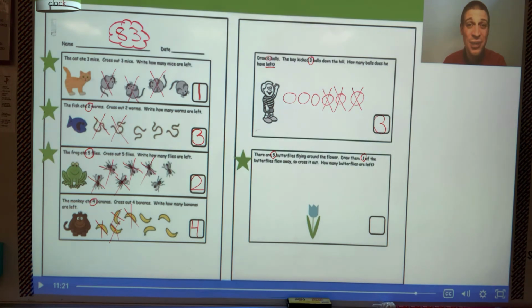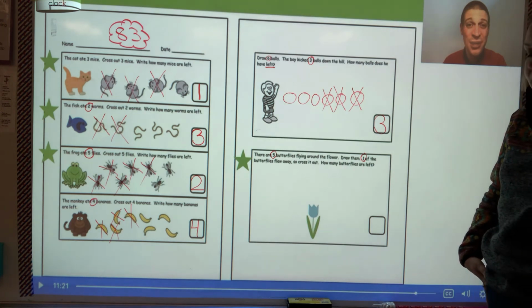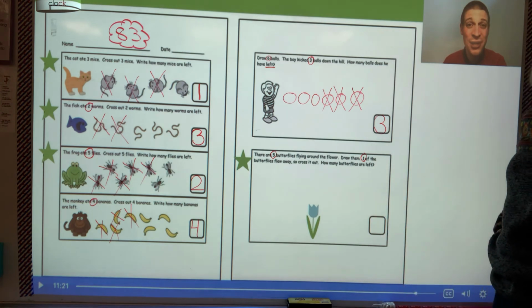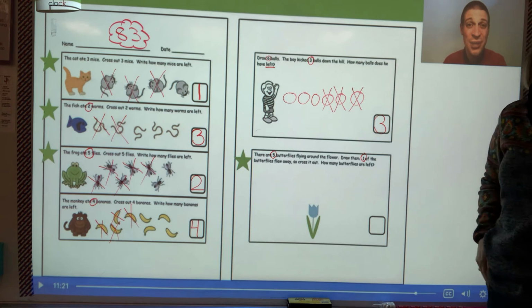One of them flew away. So cross off one of those butterflies that you drew. Now, in your mystery box, write how many butterflies are left.